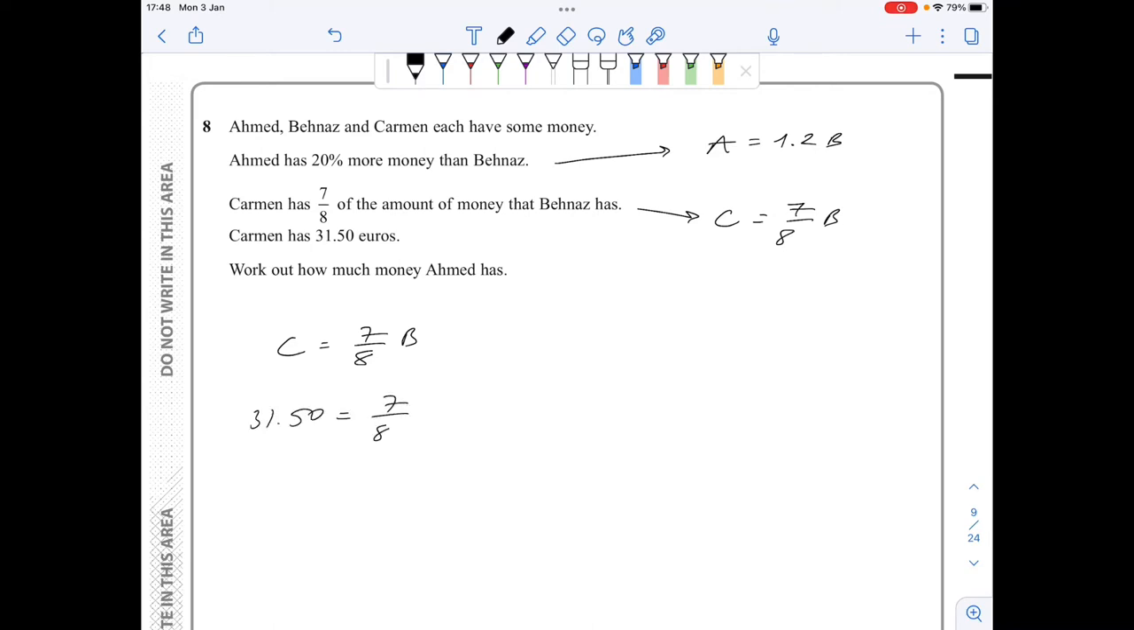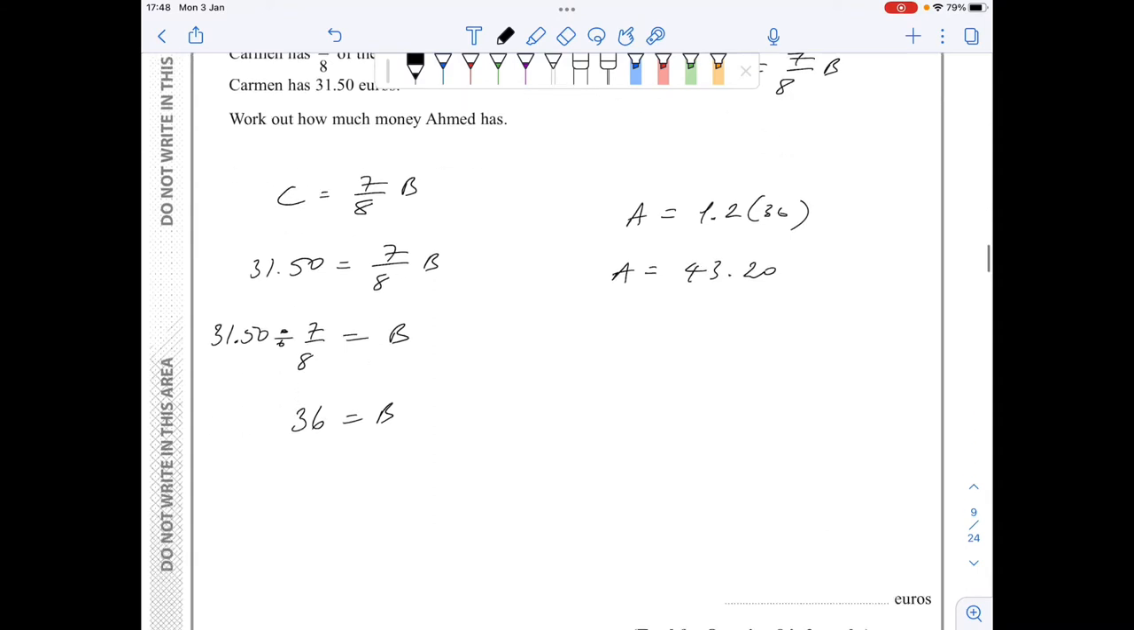31.50 is 7/8 of B. So to find B is 31.50 divided by 7 over 8. B comes out to be 36. So A is equal to 1.2 times 36. So A is 43.20.